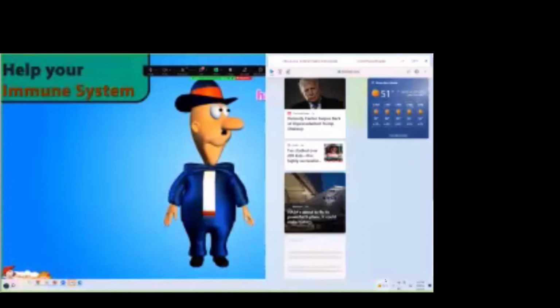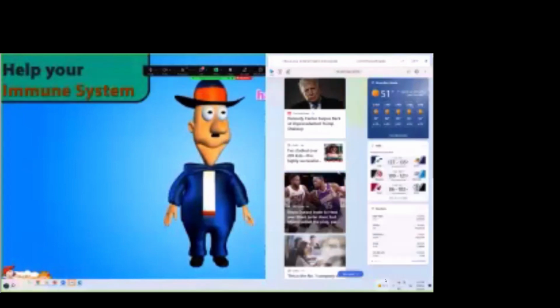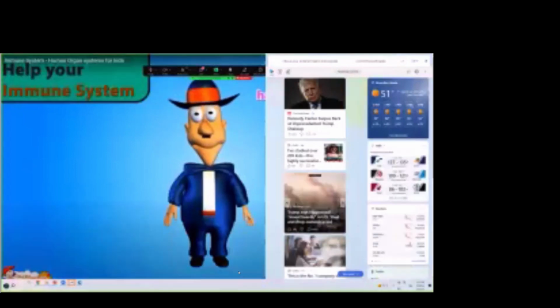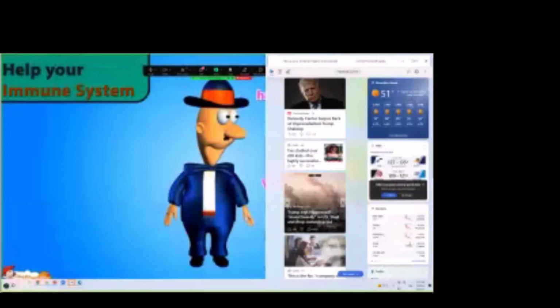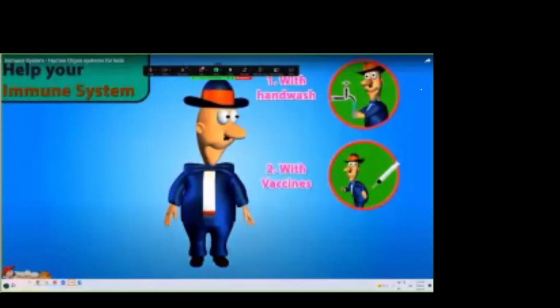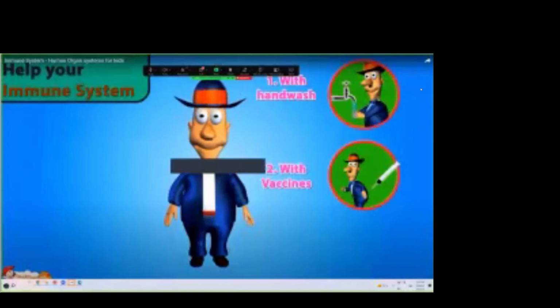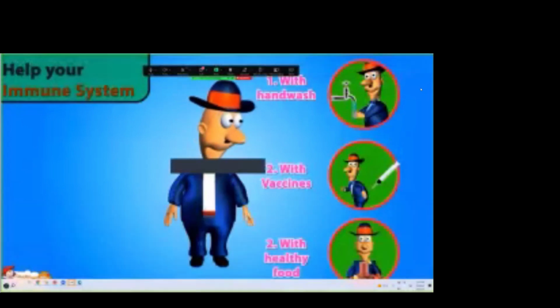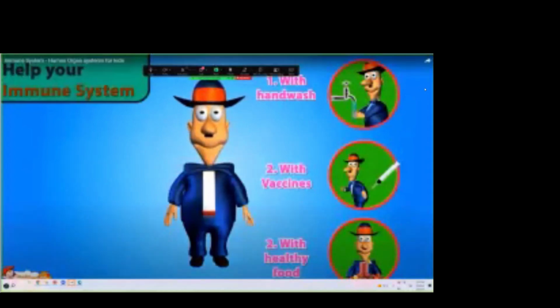Wash your hands frequently. Most germs enter your body through your hands. Get your vaccine injections on time. The vaccines help strengthen your immune systems against many dangerous diseases. Eat healthy, sleep nicely, and exercise regularly, so your immune system has less to do.